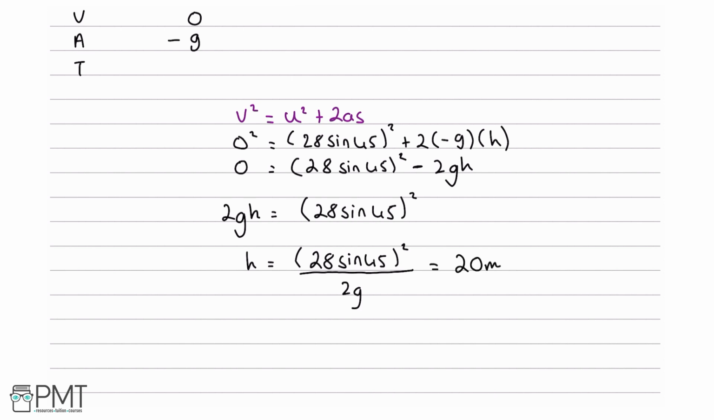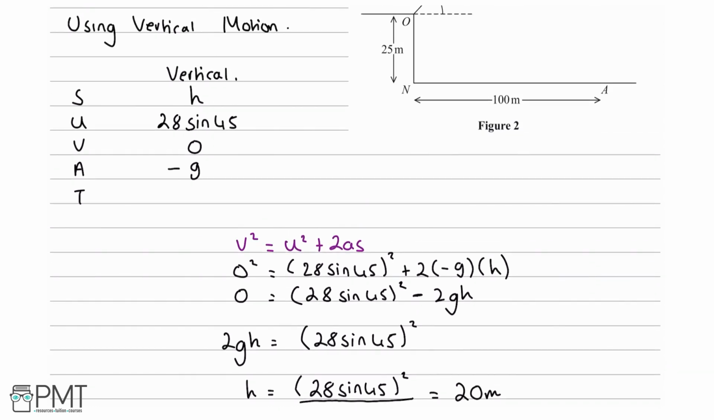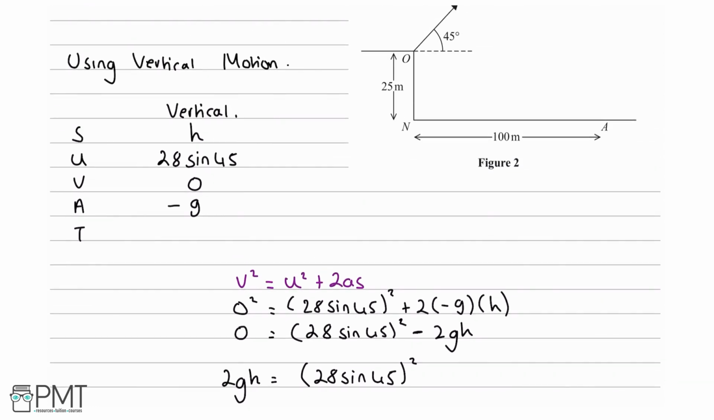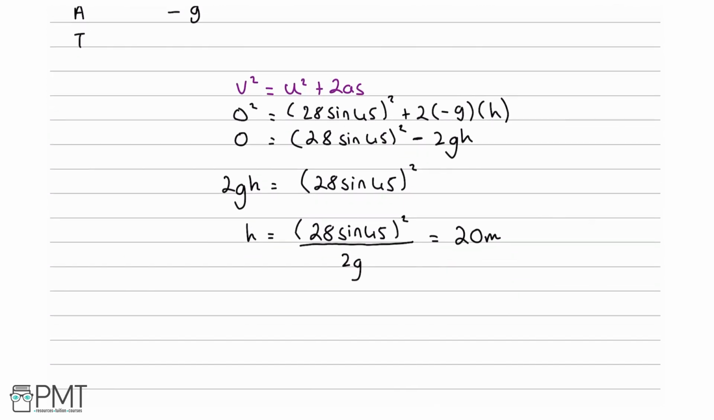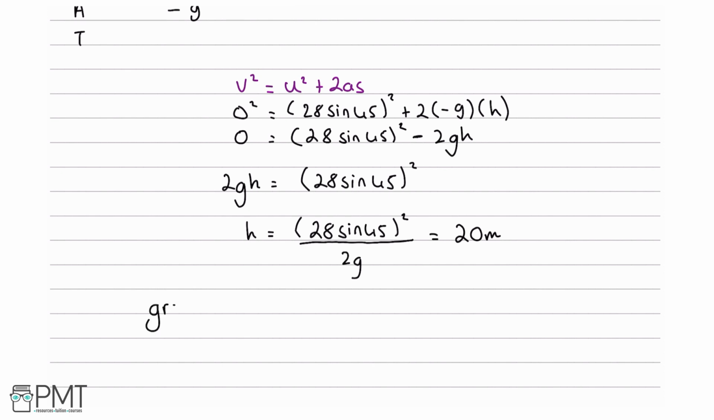But careful, we're not done here, because the question didn't ask for the maximum height it reaches from where it's being thrown. It asked for the maximum height from the ground, at A. And A is an extra 25 meters below where the ball was thrown. So you need to say the greatest height equals 20 meters, so h, plus 25 meters. This equals 20 plus 25, which equals 45 meters.